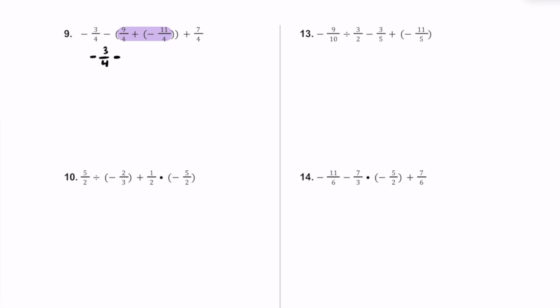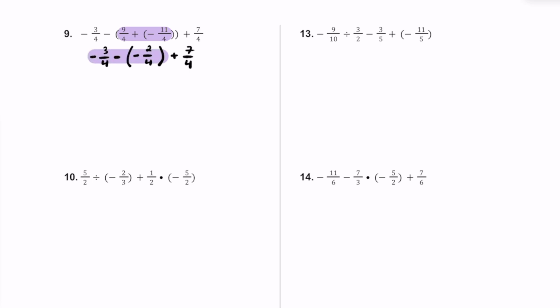Well, 9/4 plus negative 11/4 is going to be negative 2/4. So we're going to go ahead and write this to be negative 2/4. Okay. And then we're going to be adding 7/4 here at the end. Alrighty, so common denominators all around. We have fourths, that's really nice.